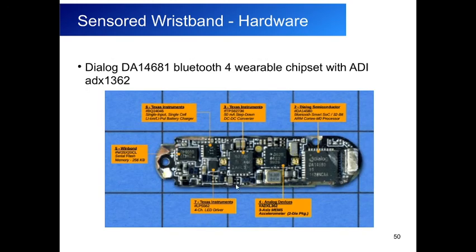So this is the hardware information about the Bluetooth. It's difficult to read here because it's written very small, but if you look carefully, you can see what are the devices that are available on this wristband.